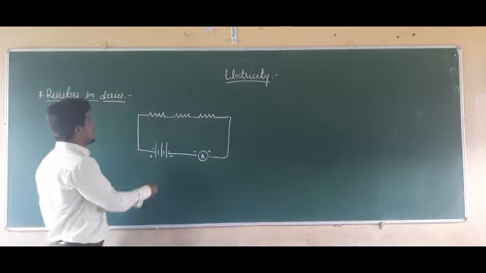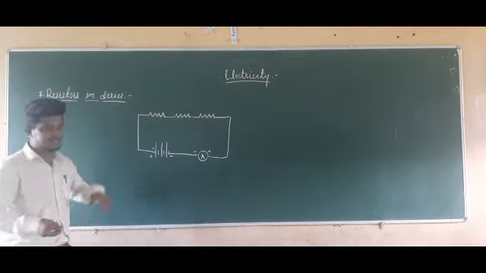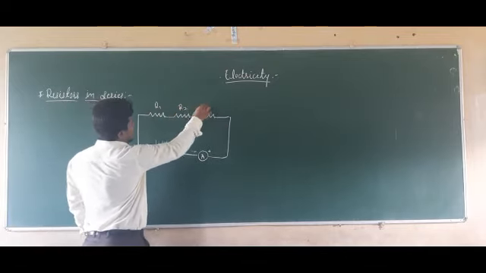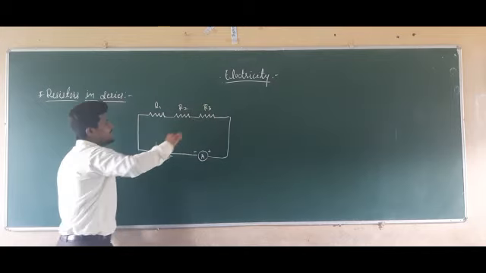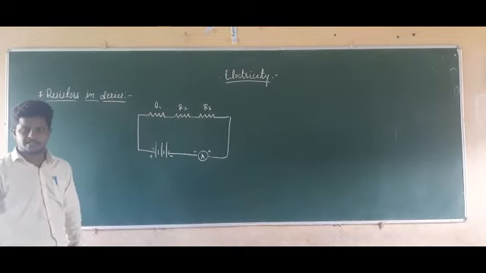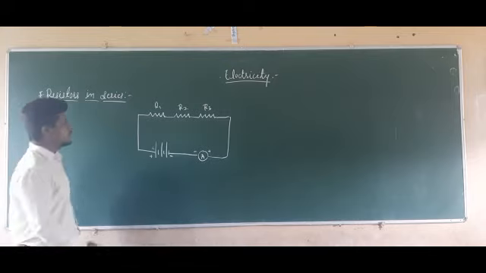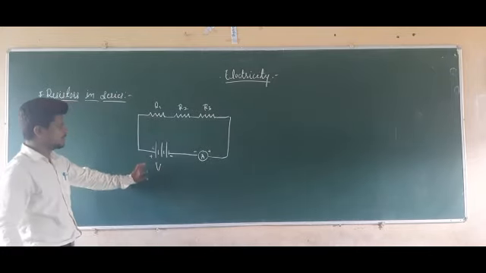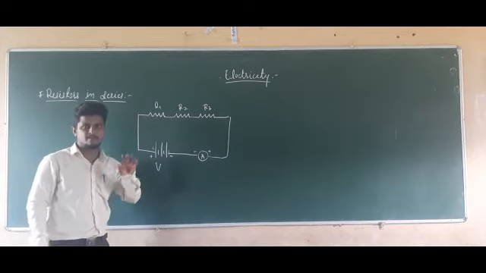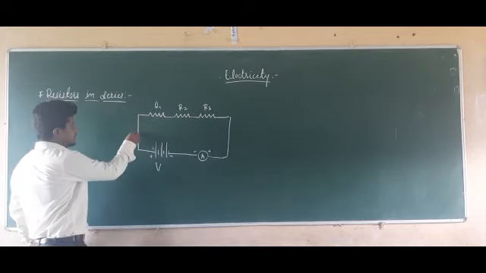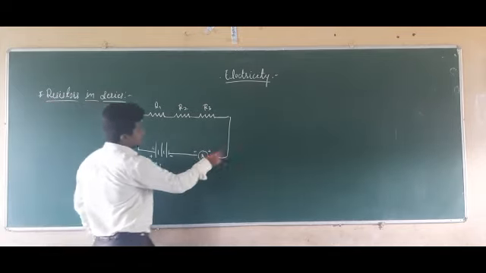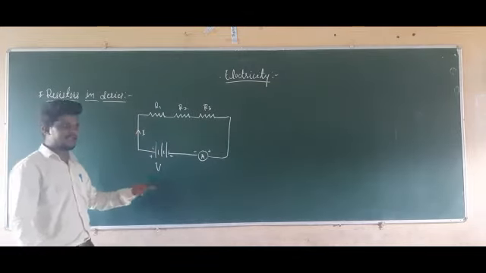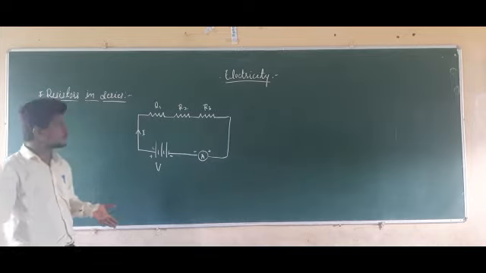In the same manner, let the resistors present in the circuit be R1, R2 and R3, which are connected in series. The voltage supplied here is capital V, that is, the total voltage supplied to this circuit is capital V, and the current flowing through this is I. Throughout, the current will remain the same. We already discussed that case in yesterday's class.